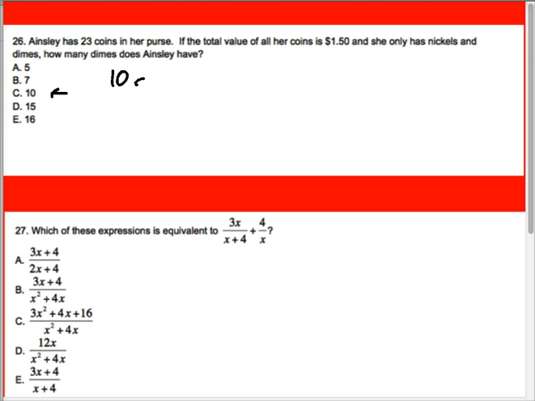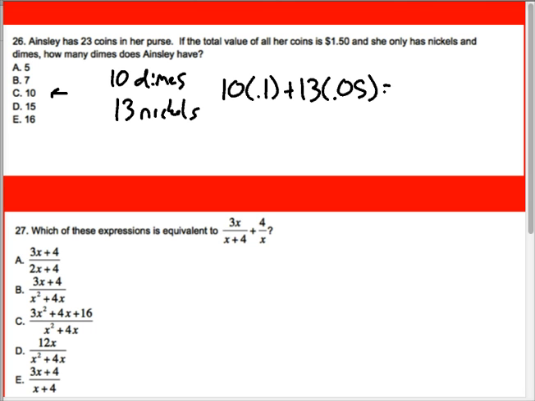So if she has 10 dimes, based on the fact she has 23 coins, that's telling me that she has 13 nickels. So if that one is correct, that would be the breakdown. Well, let's see what value that would have. She has 10 dimes, 13 nickels. If you calculate that, that's going to be $1.65. That's not the amount that we want, okay? That's not what we're looking for. So I know that letter C can't be right.